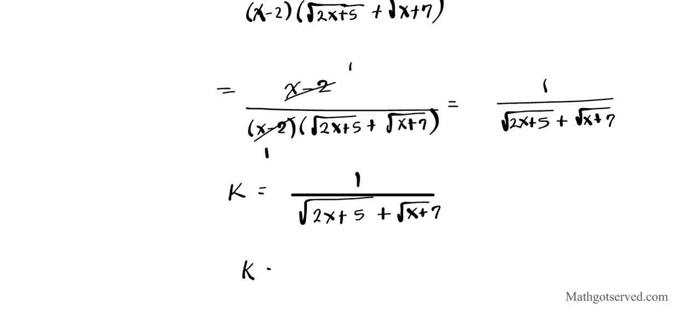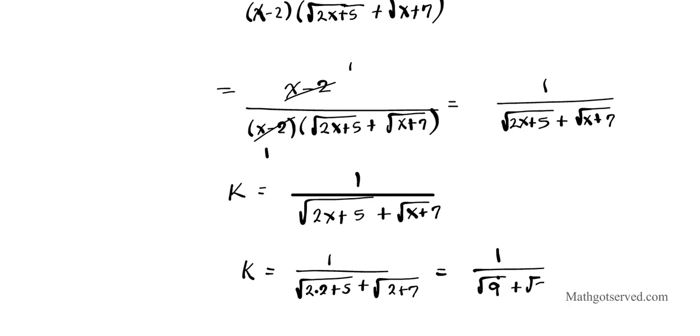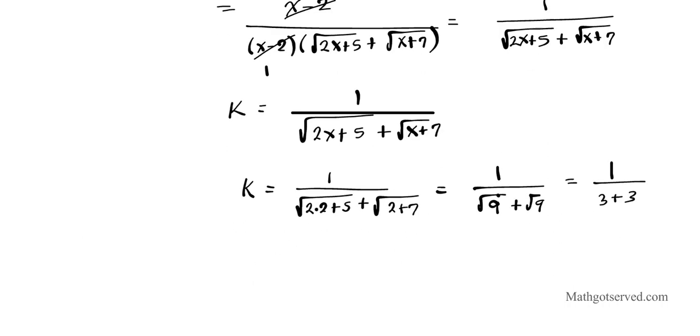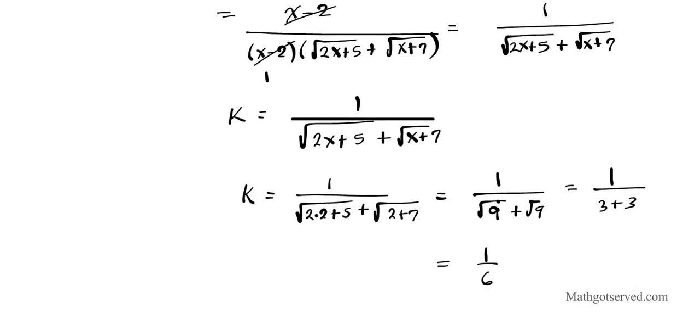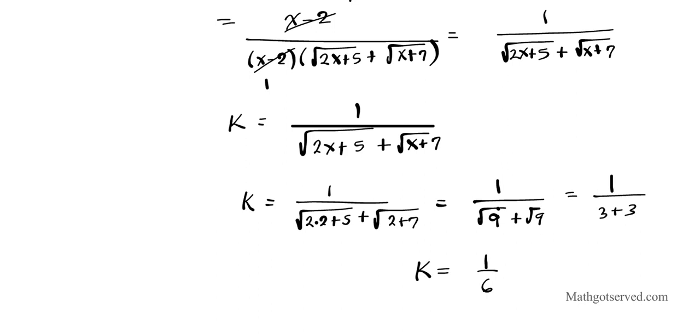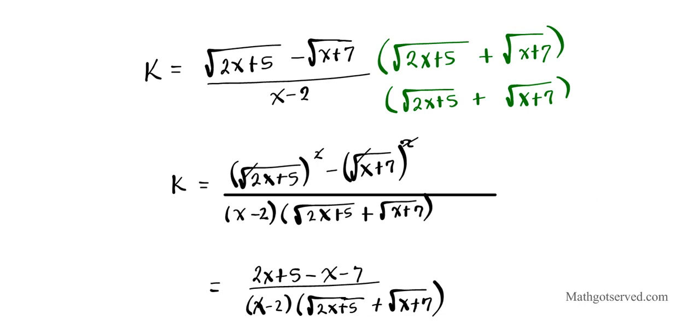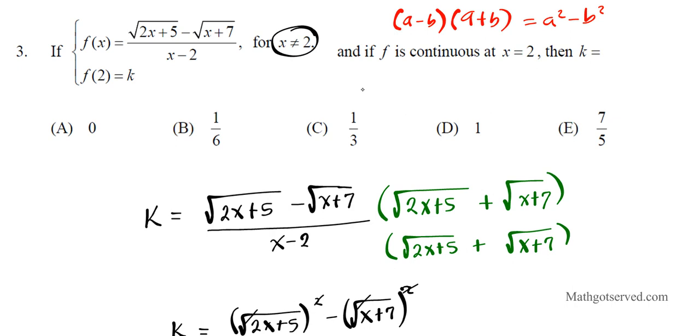So I'm going to evaluate k at x equals 2, so we're going to have 1 over the square root of 2 times 2 plus 5 plus the square root of 2 plus 7. If you simplify that, 2 times 2 is 4, plus 5 is 9, the square root of 9 plus the square root of 9 equals 3 plus 3, which equals 1 over 6. So your answer is 1 over 6. This is the k value that will guarantee that this graph has no removable discontinuity at x equals 2, or actually anywhere on the domain. So our answer is option B.